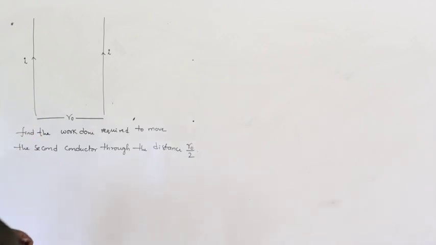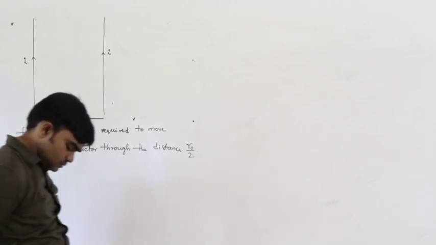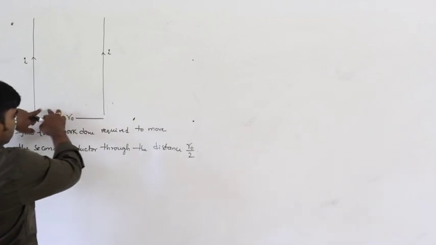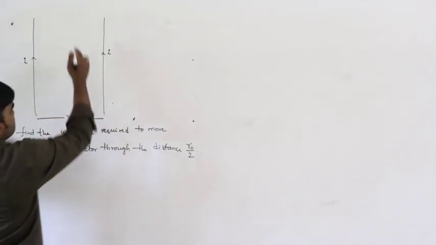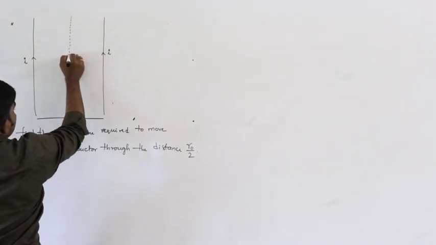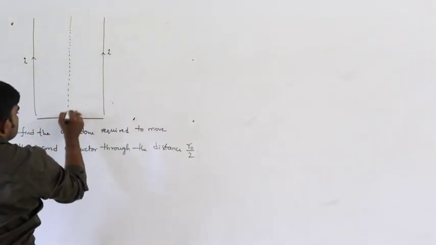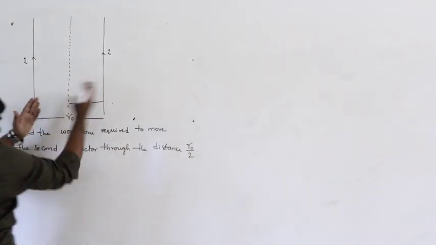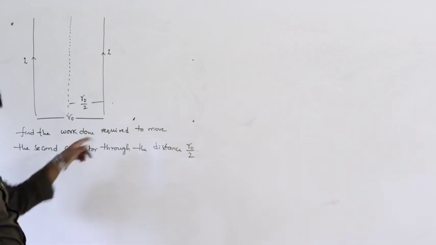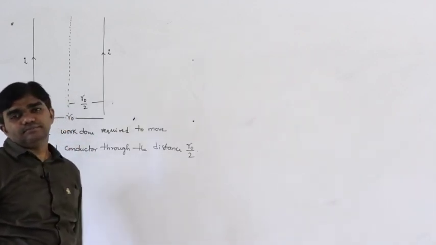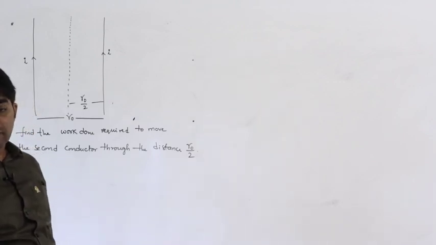How can we calculate this? So that is the thing. How can we calculate this? Already these two are separated by distance r naught. Now our aim is to arrange the second conductor at a distance r naught by 2. That means this is moving in this direction through the distance r naught by 2. What is the work done required for the task?